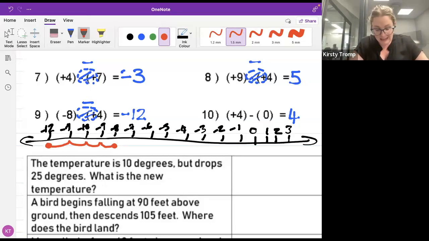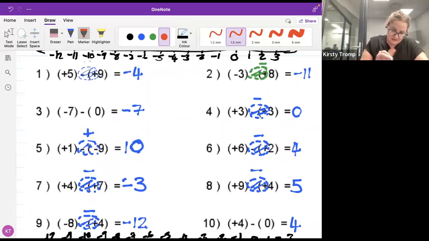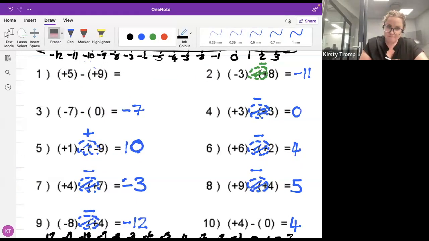Hello, ma'am. Hello, what's your name? Sasha. Hi, Sasha. How can I help? So, ma'am, the method that we are learning in school is, for example, for number 1, in brackets positive 5 minus positive 9. The way we would do it is to say that we would say 5 plus 9.